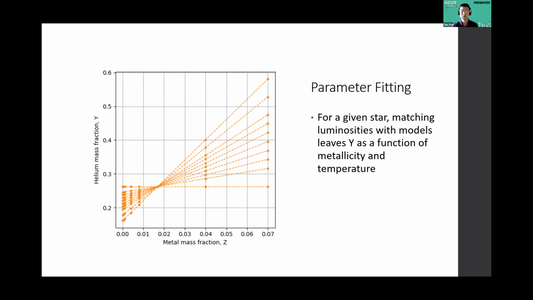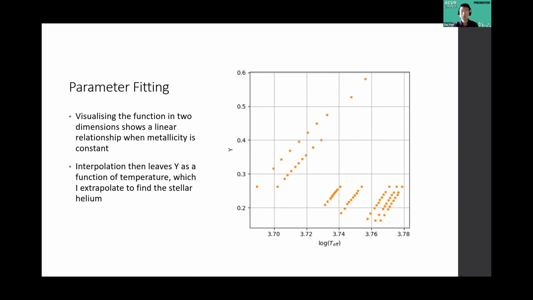So recalling that for our grids, we're computing models for a set of constant metallicities. If I plot the points in the helium versus temperature plane and join stars with constant metallicity, there's actually a linear relationship. And therefore, we can interpolate along the metallicity axis, so the dotted lines here, and find the appropriate relationship for a star with the same metallicity as each of the stars in the sample. And by extrapolating from this, we can find the appropriate helium.